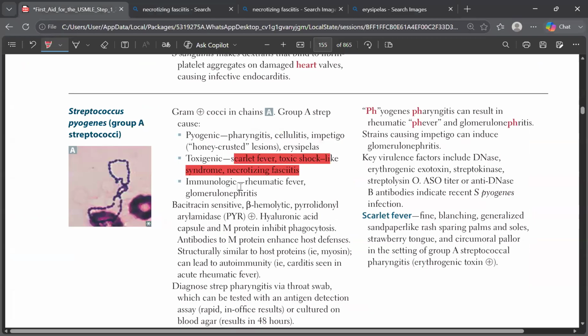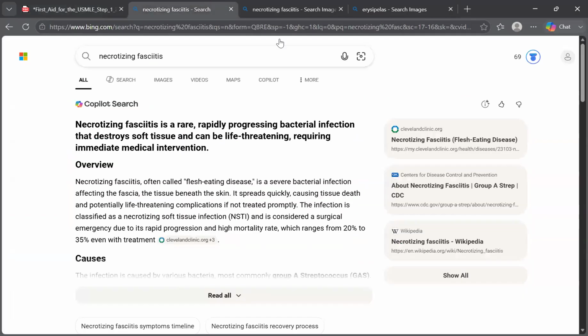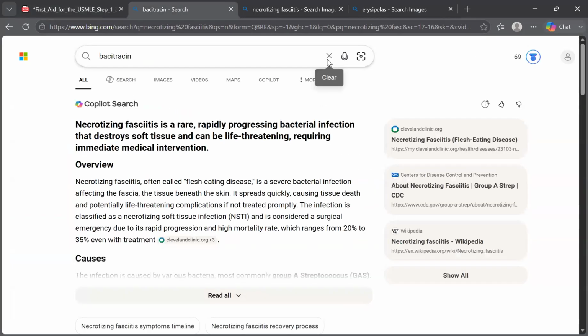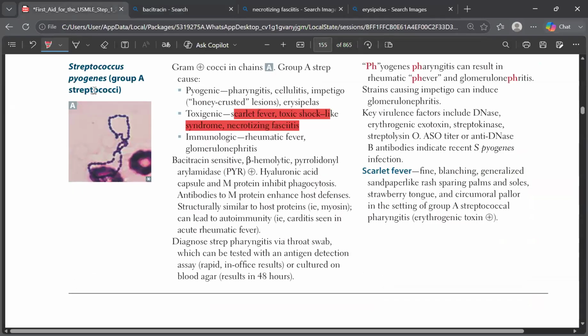Immunologic would cause rheumatic fever and glomerulonephritis. It is bacitracin sensitive. And what might bacitracin be? Bacitracin is a topical antibiotic used to prevent infections in minor cuts, scrapes, and burns by inhibiting bacterial cell wall synthesis. And it is effective against gram-positive bacteria, such as Strep pyogenes, which is bacitracin sensitive.